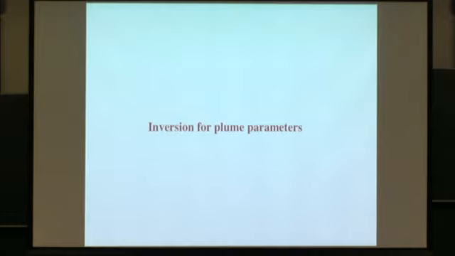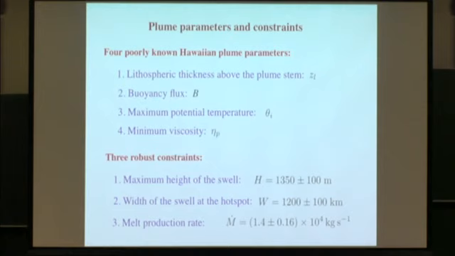Now I want to look at the different constraints that one can make and how they can be exploited in terms of a three-dimensional model. So I'm looking at the plume in the model. There are four poorly known parameters, at least four, but four I think is a sufficient number, of things we don't know and would like to know.